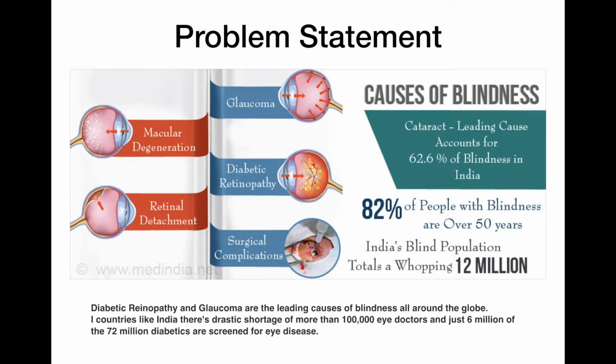A whopping 12 million people are blind just in India. Diabetic retinopathy and glaucoma are the leading causes of blindness all around the globe. In countries like India, there's a drastic shortage of more than 1 lakh eye doctors, and just 6 million of 72 million diabetics are screened for eye diseases.